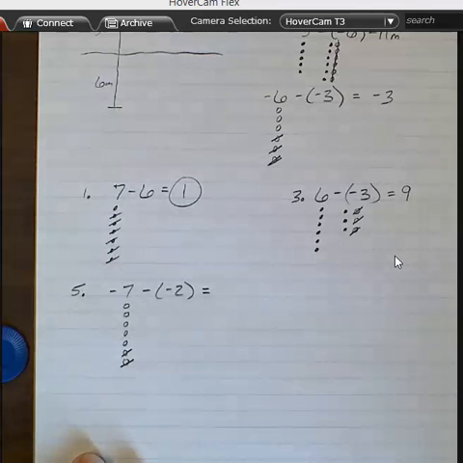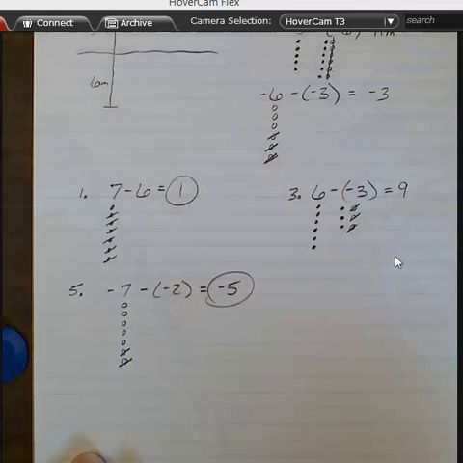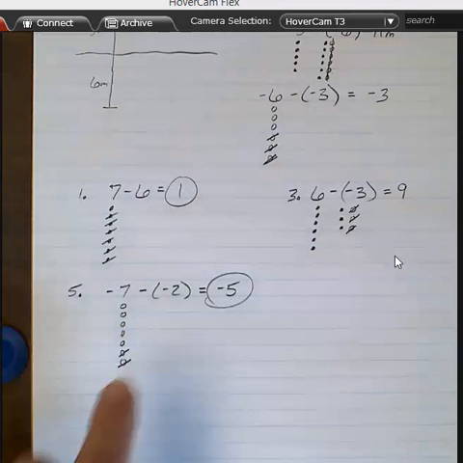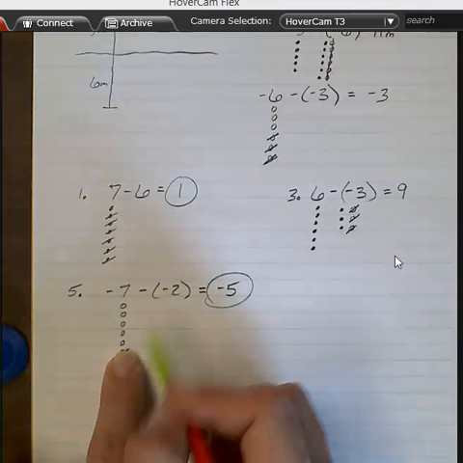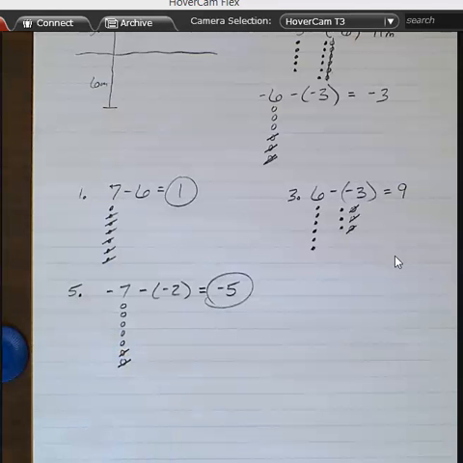Go ahead, Hunter. How much is it? -5. How do you know they're negative and not positive, Hunter? We didn't add any positives. And how do I know by looking at my picture? How do I know that that's negative? Because they're open circles. Okay?